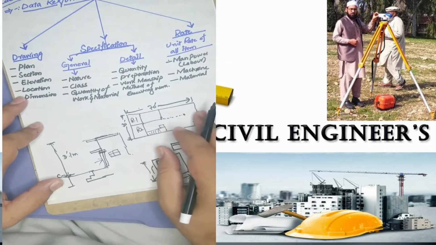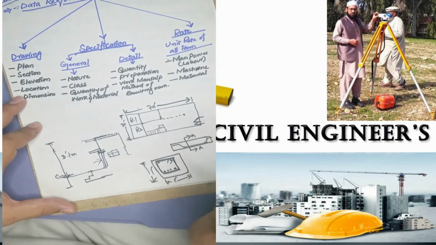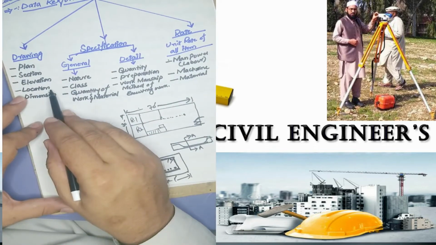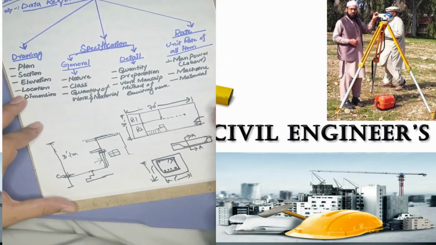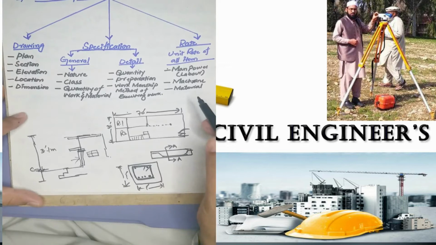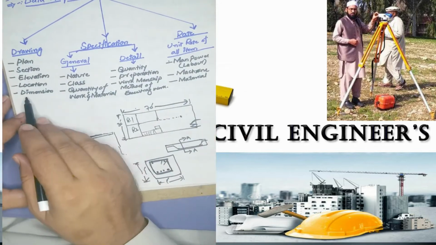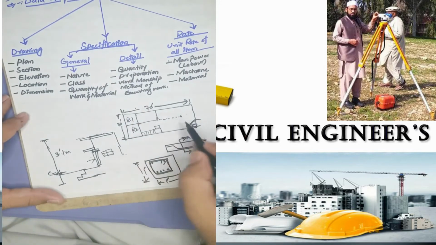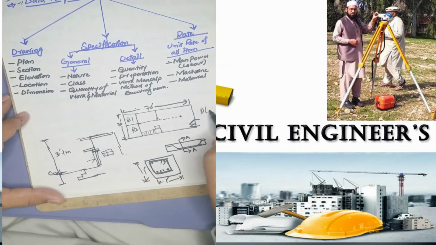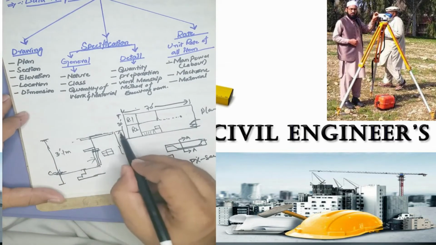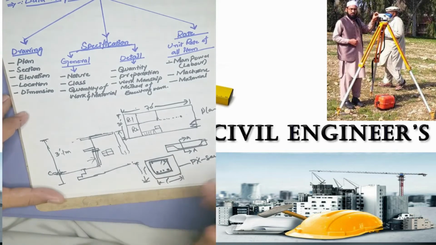The fourth one is the location. Location doesn't matter much for the drawing itself, but we need the location for soil investigation, and the rates will depend upon the locality and availability of material. So the dimensions for the plan are required, the cross section is also required, and the elevation is also required.